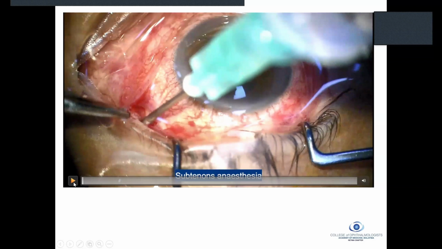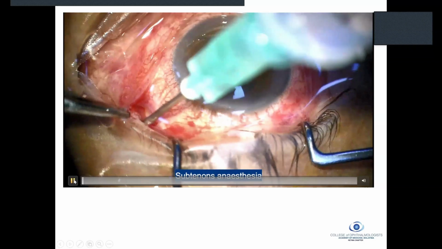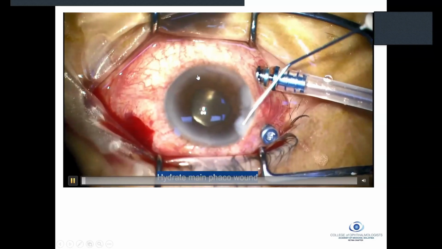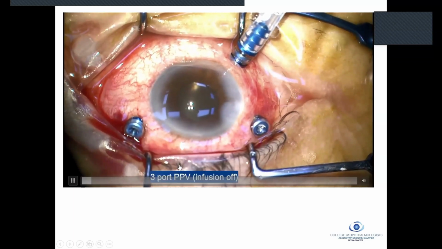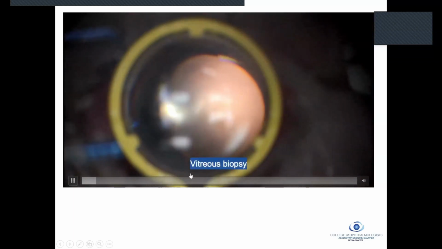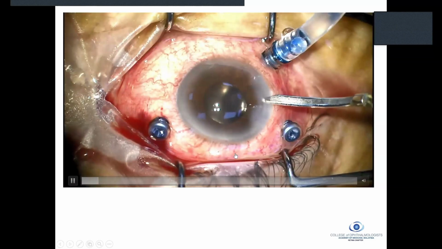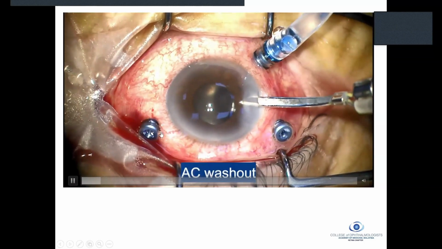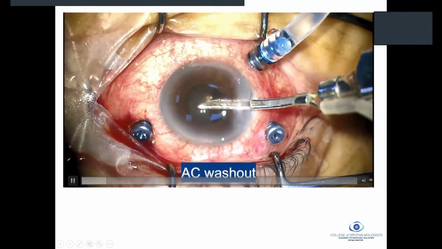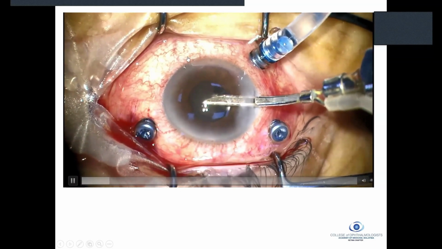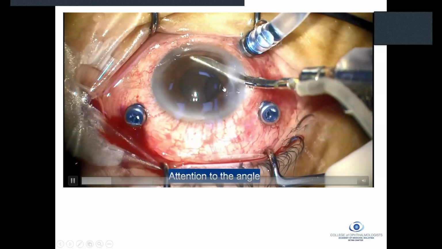I could recognize the signs. We can do it under sub-Tenon's anesthesia. It is not always necessary to go for general anesthesia. I think you need to manage the initial anterior segment. You put the typical 3 ports and you do your vitreous biopsy because you don't know what organism you're going to get. And you really need to clean up the anterior segment well because that's where the organism started to enter the eye in this patient after cataract surgery.